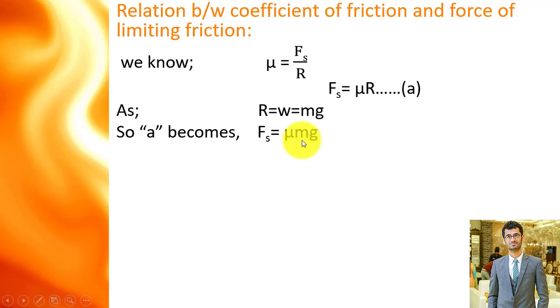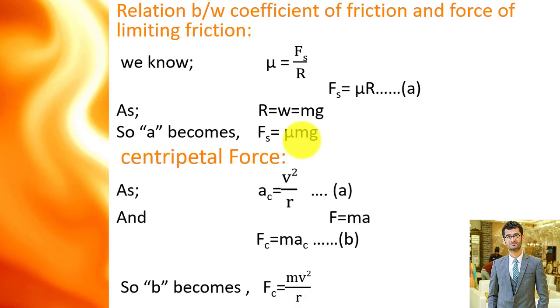Now coming on to the next formula, that is centripetal force. We know that the formula for the centripetal acceleration is given as ac = v² / r. Here ac represents the centripetal acceleration, v represents the velocity, and r is the radius of the circle. Say this is equation A.